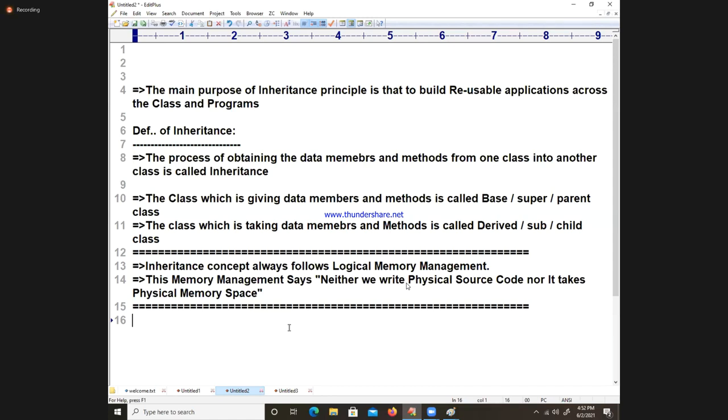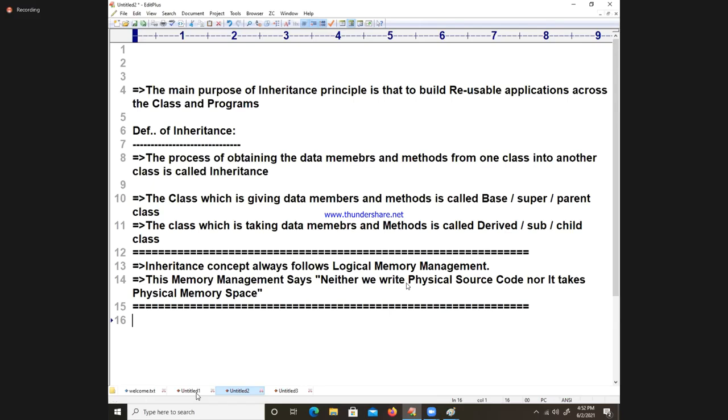If I write the same code again and again, it is taking memory space separately. That comes under what? We can call it physical memory management. Tell me, does inheritance need to be important or not? Yes. So the inheritance concept uses classes, objects, abstraction, encapsulation. Everything will come into the picture.